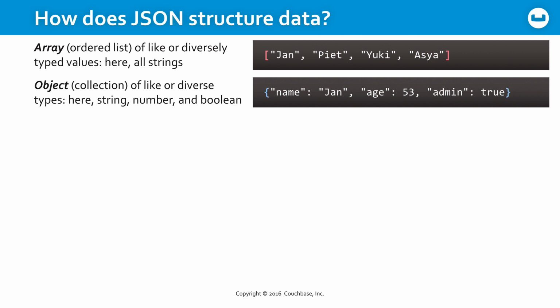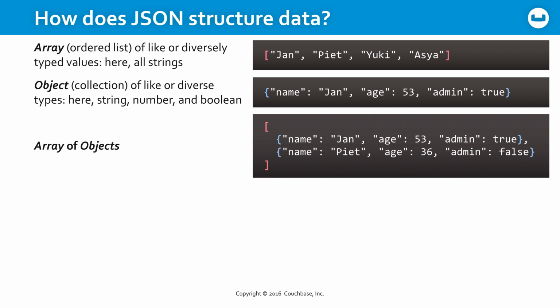An object, you might also think of as a collection, is a set of like or diversely data-typed name-value pairs. Here, the values are a string, a number, and a boolean. Now notice the key of each pair on the left-hand side of the colon is quoted. Again, could be single or double quote. The value on the right-hand side of the colon, here we have a string value Jan, a number value 53, and the word true, which we're assuming here would be interpreted by the target environment as a boolean. The whole set is wrapped in braces.